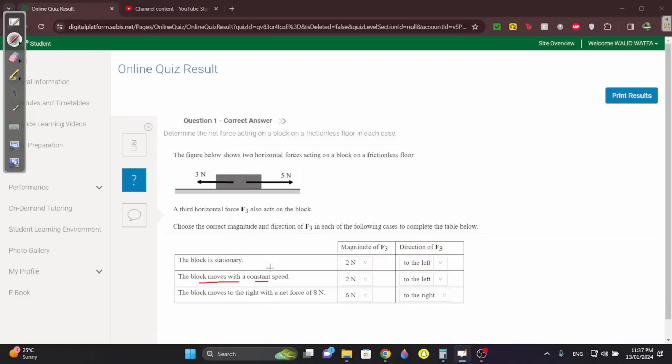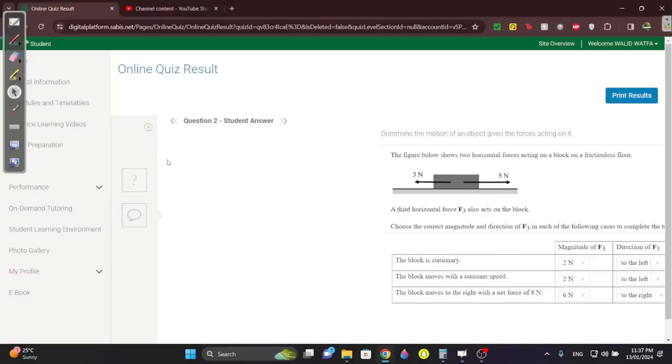The block moves with a constant speed. Again, when you have constant speed, the net force is zero. So same thing, 5 and 3 is 2 newtons to the right. To cancel out this 2 newtons to the right, you have to put 2 newtons to the left. And then the last one, the block moves to the right with a net force of 8 newtons. Same thing. First find your total net force, which is 2 newtons to the right. To make it 8 newtons to the right, we need to add 6 more newtons to the right. Now in this case it will be 8 newtons to the right. This one, question one, it's simple.